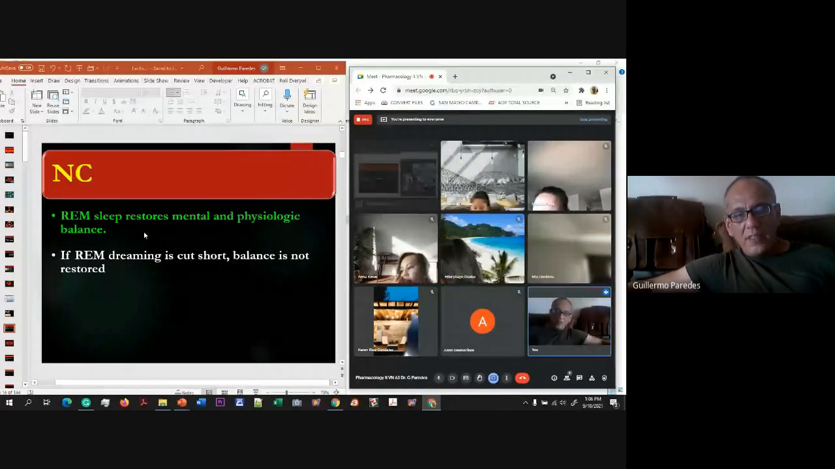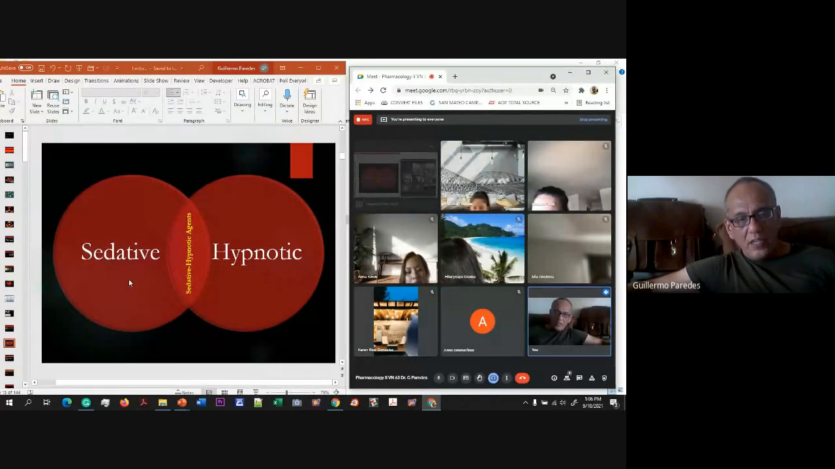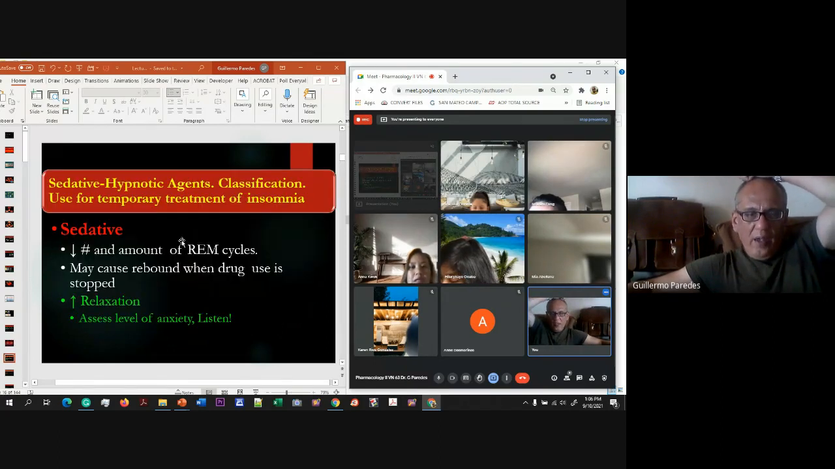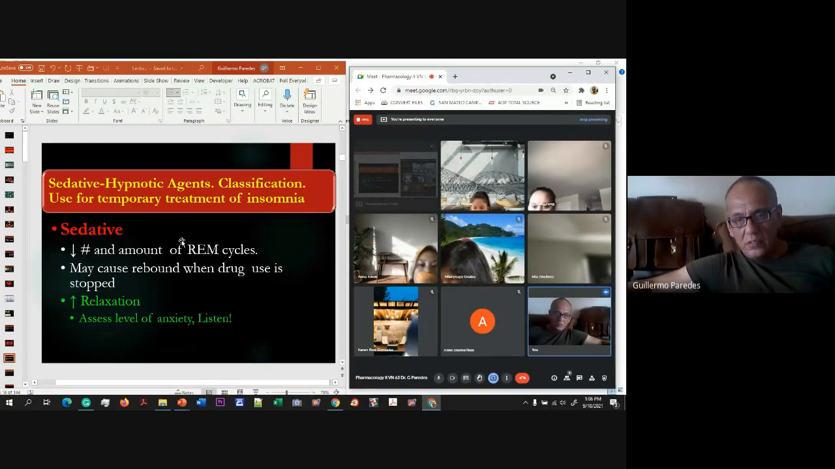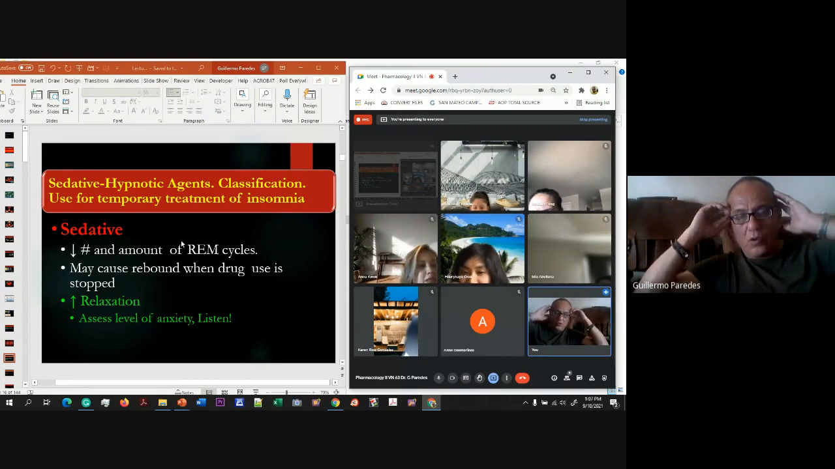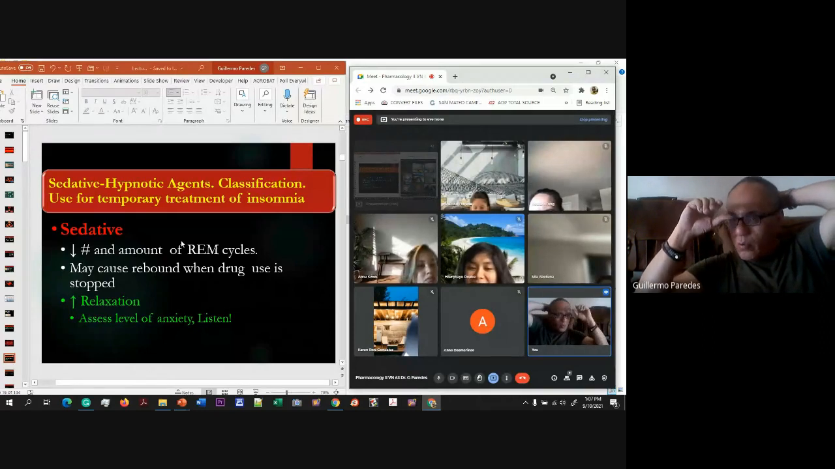All right, so REM sleep restores mental and physiological balance, and we have 2 types of drugs, sedative and hypnotic. Sedative to calm you down, hypnotic to what? To induce sleep. And there is another group of drugs that are going to be both sedative or hypnotic. Okay, so the sedative, these sleeping pills are going to decrease the amount of REM cycles. So you have fewer REM cycles. Okay? So you can increase the relaxation, and basically you need to assess the patient for anxiety. Anxiety has a background of releasing a lot of cortisol, adrenaline, and that's going to make you awake.